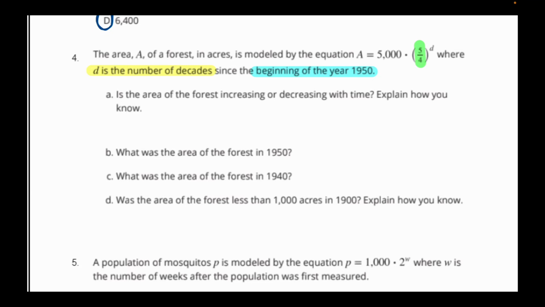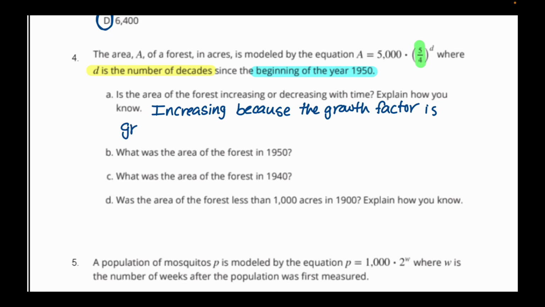We're going to say this is increasing because the growth factor is greater than 1.